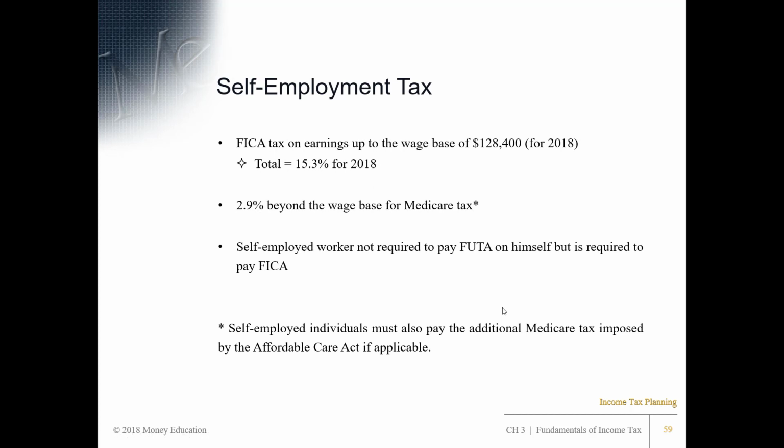So then we have self-employment tax. FICA, which is 15.3% for 2018, is subject. So people who are self-employed, all their net earnings are taxed at 15.3% for FICA. Then they're also taxed for federal income tax and state if you're subject to state. So the 2.9% beyond the wage base of Medicare tax is applicable for self-employed individuals. They must pay this. Self-employed workers are not required to pay FUTA on themselves, but they are required to pay FICA.